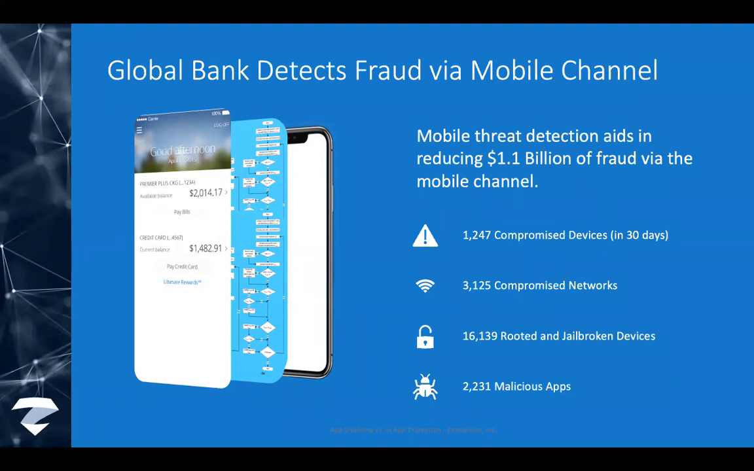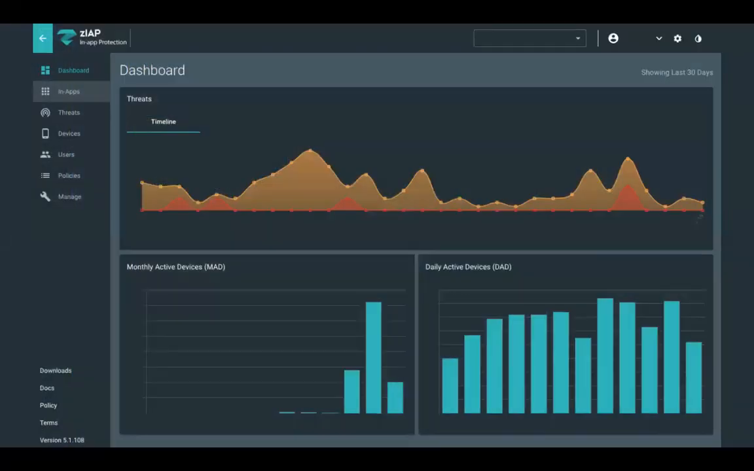So thousands of compromised devices, thousands of compromised networks that users were using to do real-time banking, lots and lots of rooted and jailbroken devices, and surprisingly, a lot of malicious apps. So they did spot a lot of malware after they started looking for it. And so what they see after they install this is basically all of the threat data coming into a central dashboard. There are different threat models.